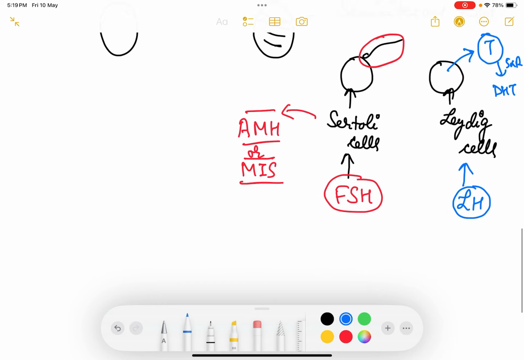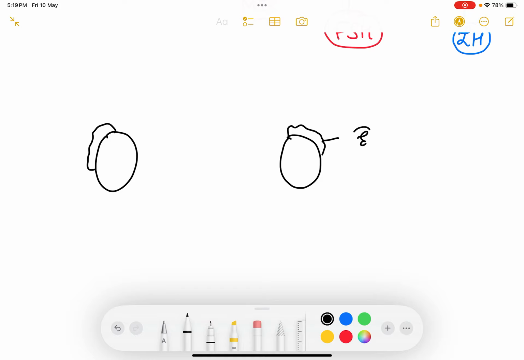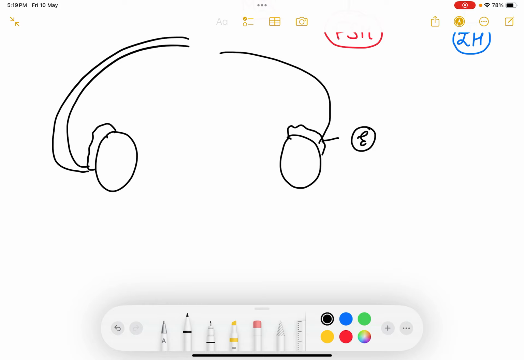Now if you consider the male genital tract, there are two testicles, and the testicles produce the sperms. The sperms are stored in the epididymis. After that, with the help of the vas deferens, they will be carried towards the urethra.